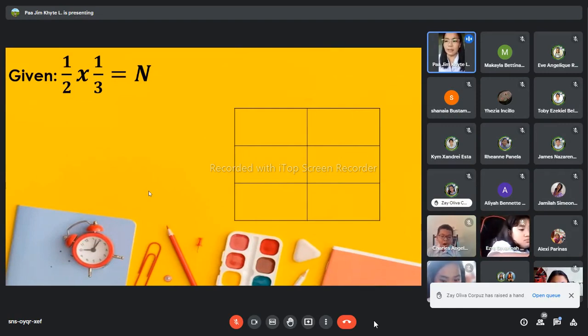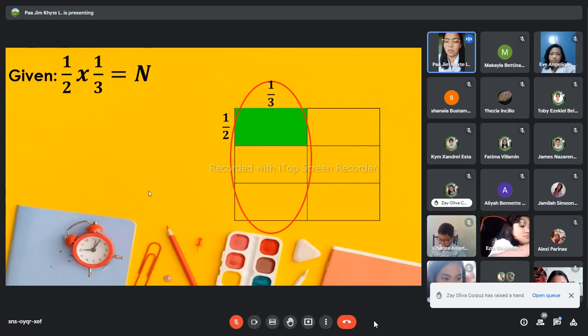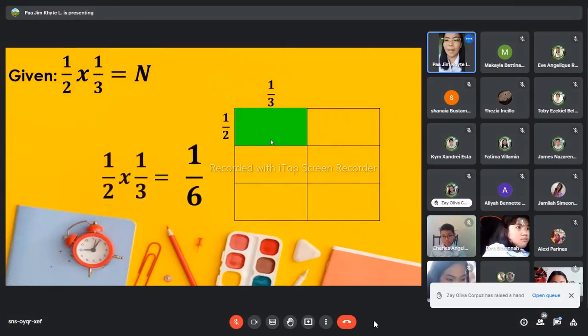Let's take a look at this part. This is where we show 1/2. And for this part, this is where the 1/3. So if we combine it together, we will get the answer 1/4 of 6. As you can see, there is one colored part and the others are not. So it will be 1/6. So 1/2 multiplied by 1/3 is equals to 1/6.